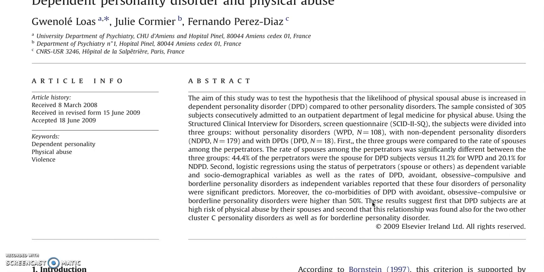And then at the very end of the abstract, you can see this last sentence. It says these results suggest, first, that the dependent personality disorder subjects are at high risk of physical abuse by their spouses, and second, that this relationship was found also for the two other cluster C personality disorders, as well as for borderline personality disorder.